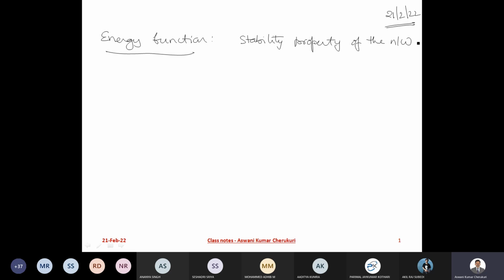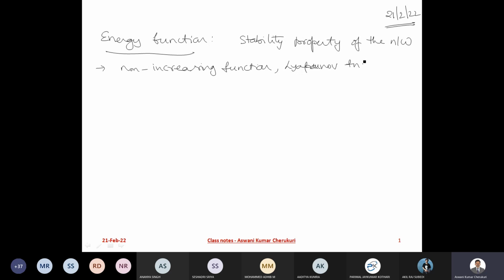So we define the energy function for the bidirectional associative memory, and we define the energy function for the Hopfield network and so on. Essentially, it is a non-increasing function, and it is also called the Lyapunov function.